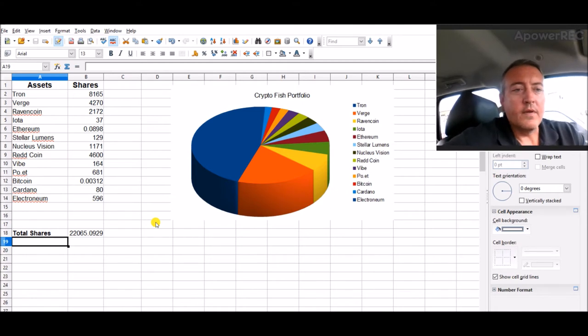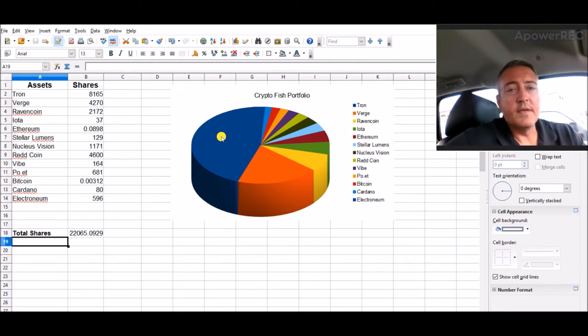So as you can see on the left, I hold Tron, Verge, Ravencoin, IOTA, Ethereum, Stellar Lumens, Nucleus, Redcoin, Vibe, Poe, Bitcoin, Cardano, and Electronium. So by the chart over here, we can see that my most assets held are in Tron and Verge.